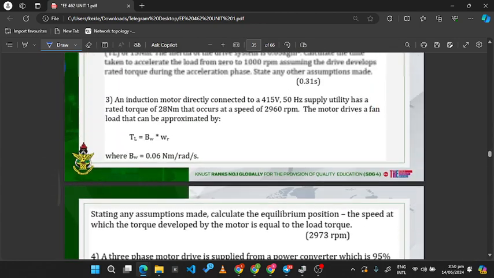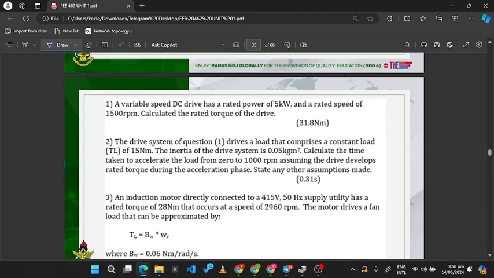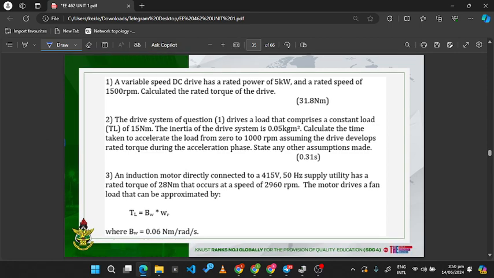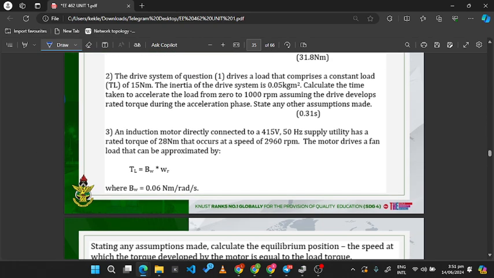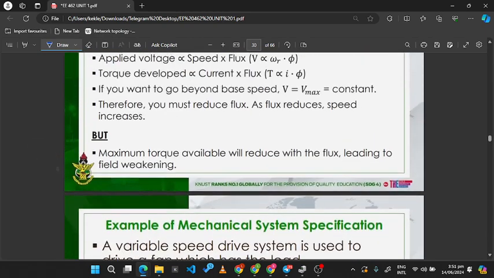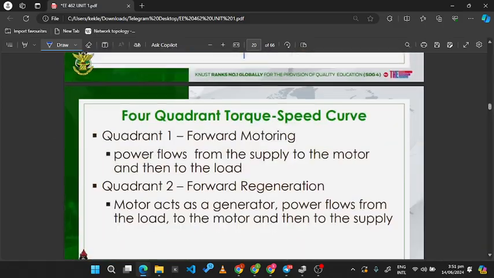So then let's move on to the second example. It says the drive system of question 1 drives a load that comprises a constant load of 15 Newton meters. So that will be the load torque. We've been given the inertia of the drive system, and we are asked to calculate the time taken to accelerate the load from 0 to 1000 rpm, assuming the drive develops rated torque during the acceleration phase, and then we should state any other assumptions made. Okay, so let's go back to the slides.